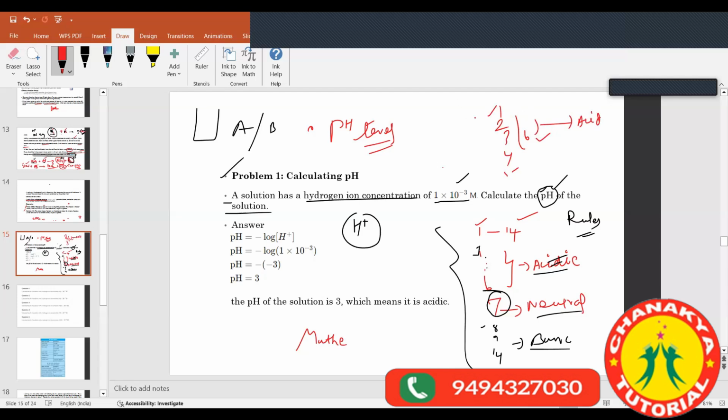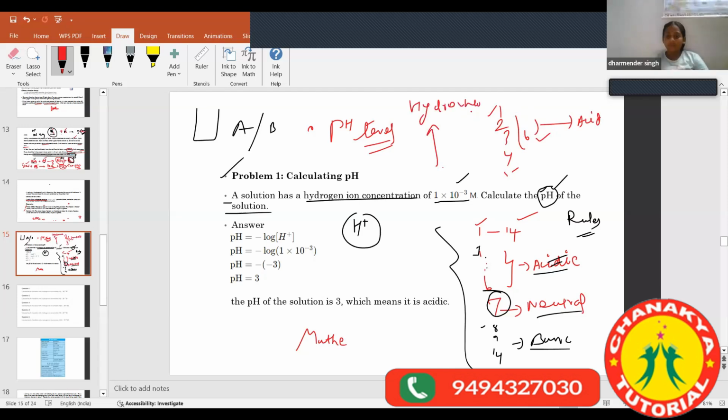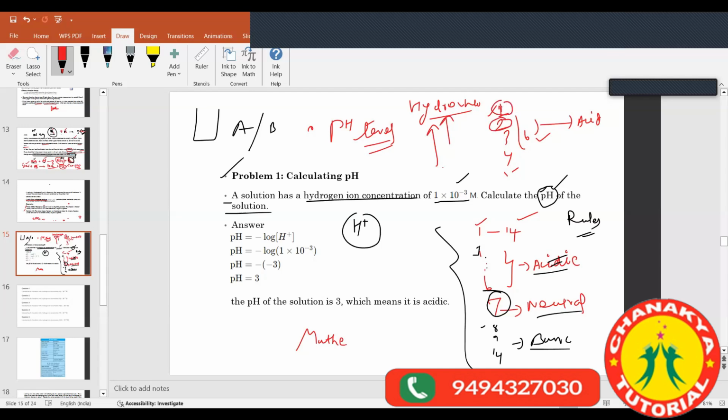If the acid is so reactive, like hydrochloric acid, have you ever heard about hydrochloric acid? Yes, ma'am. It is very highly reactive in nature, so the value may be 2 or 1. And it can also cause a hole in our hand. Yes, it can even cause a hole in your hand.